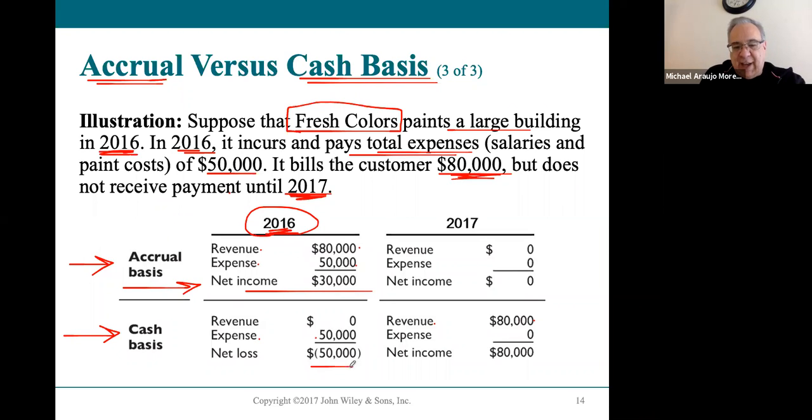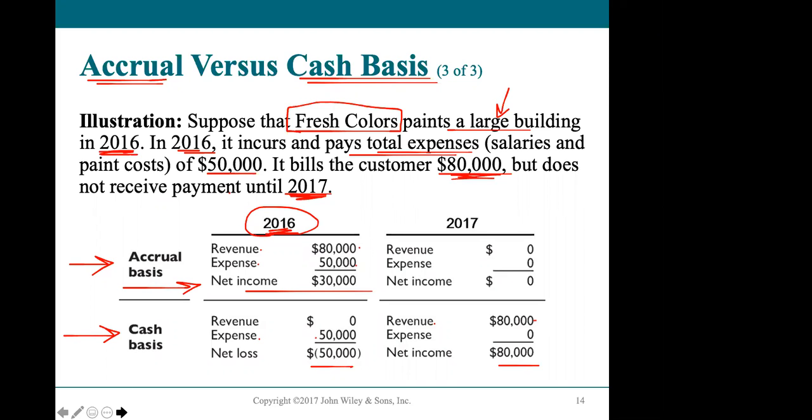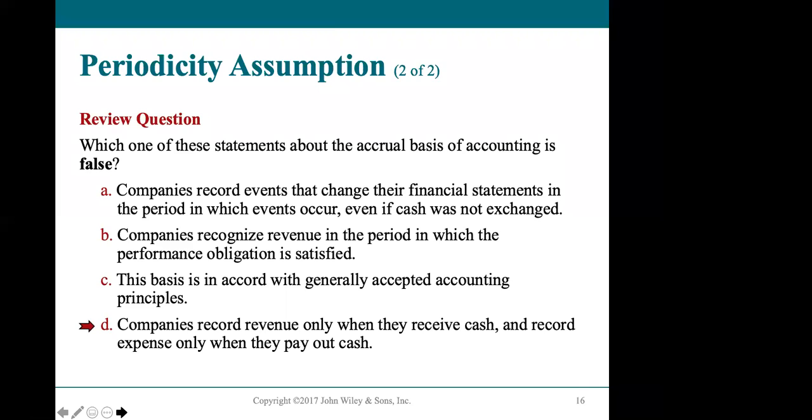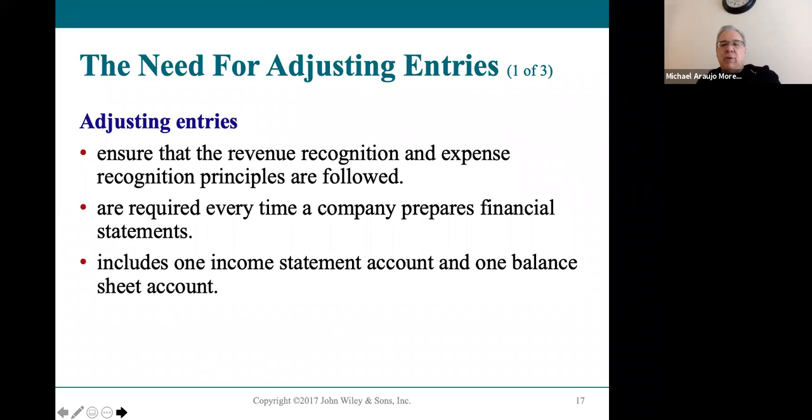If you look at the cash basis, you would think that nothing really happened in 2016 for revenue, but they actually did work. They actually painted a building in 2016. They just don't show it until the next year when they get paid. So it's very interesting, but it's totally legit. And again, if you're a small business, you can use that. Public corporations, no, can't do it.